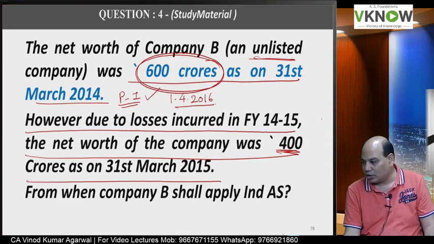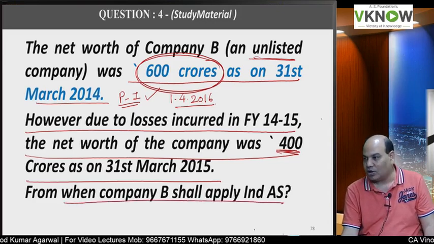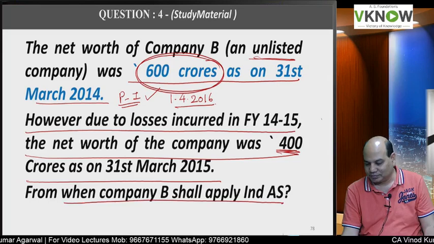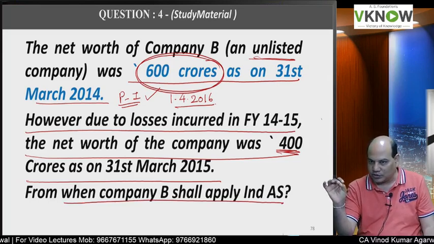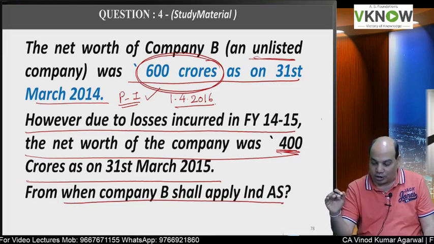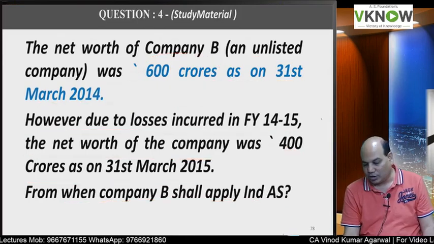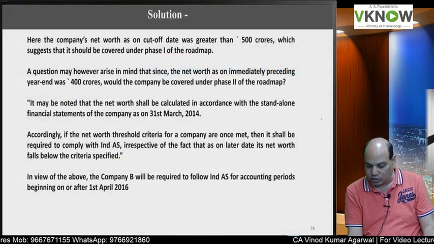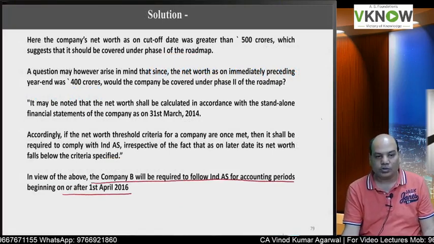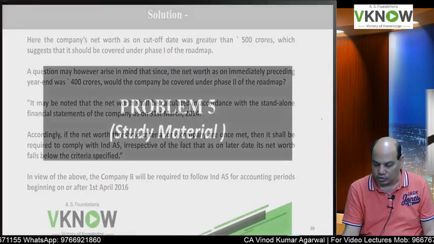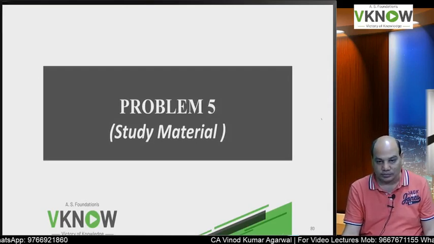Is it relevant or irrelevant information? From when shall company B apply Ind AS? It will apply from 1/4/16 because it was in existence on 31st March 14, and on 31st March 14 the net worth was more than 500 crore. So the answer is that company B will be required to follow Ind AS for the accounting period on or after 1/4/16. Very good question. Some students can make a mistake here.